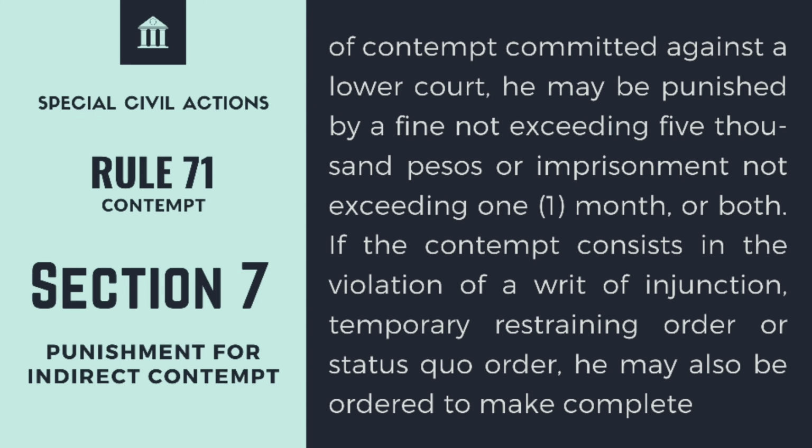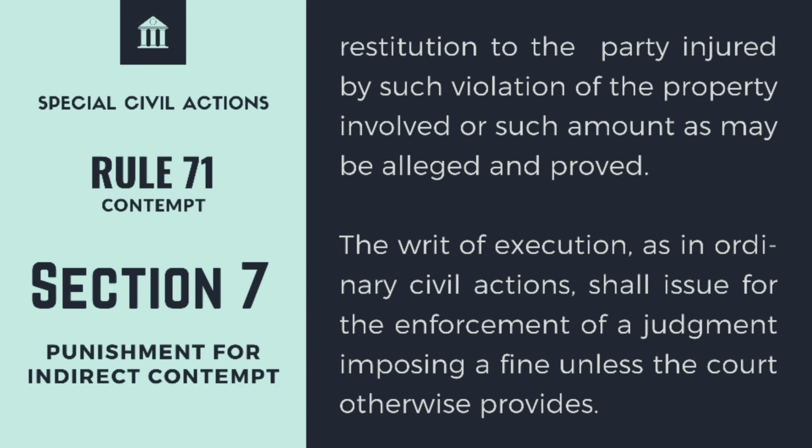If the contempt consists in the violation of a writ of injunction, temporary restraining order or status quo order, he may also be ordered to make complete restitution, to the party injured by such violation, of the property involved or such amount as may be alleged and proved. The writ of execution, as in ordinary civil actions, shall issue for the enforcement of a judgment imposing a fine, unless the court otherwise provides.